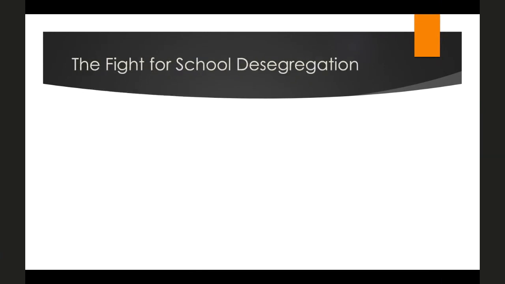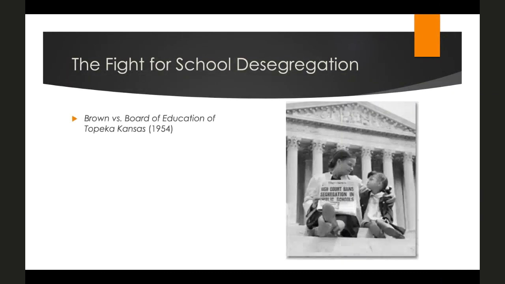From this decision, school desegregation became a major focus, and much of this turns around the Brown versus Board of Education of Topeka, Kansas decision, which was actually a bunch of different cases that were grouped together and heard at the same time under the name of Brown versus Board. And the court found in this 1954 decision, which was unanimous, that separate educational facilities are inherently unequal.